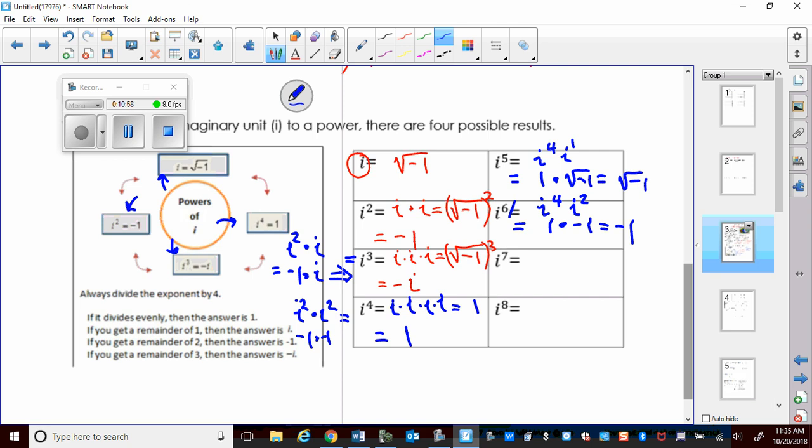i to the seventh, breaking it apart, I get i to the fourth, i to the third. So I should have 1 times negative i, or negative i. i to the eighth equals i to the fourth times i to the fourth, equals 1 times 1, or just 1. So if the exponent is divisible by 4, your term is going to equal 1. Okay?